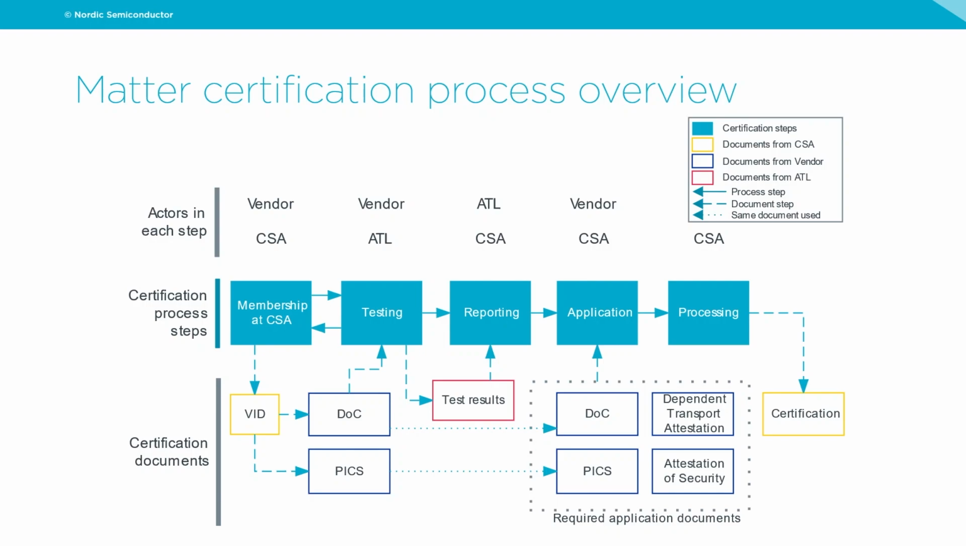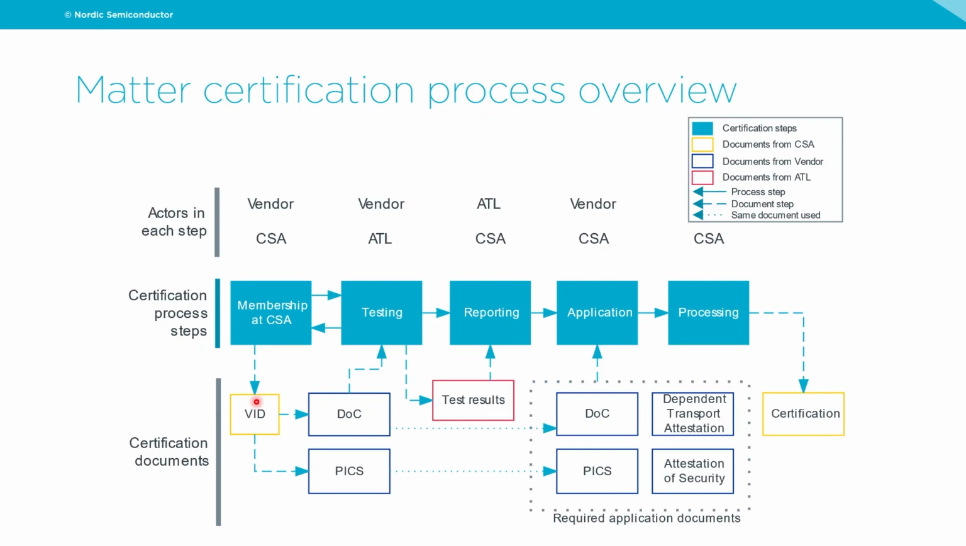Now let's look into details of the Matter certification process. As with dependent certifications, before you start applying for a certification, you must join the respective organization, which is a membership at CSA for Matter certification. Joining CSA allows you to apply for assignment of vendor ID, which is required when applying for a certification.